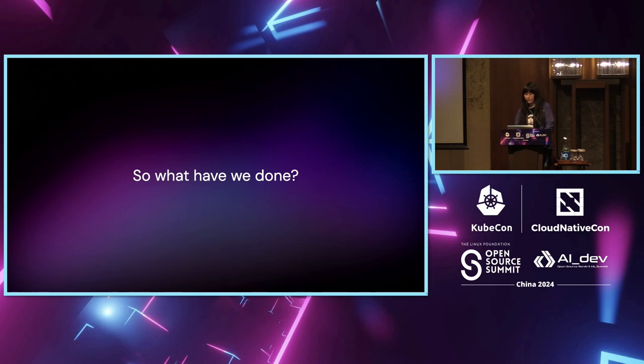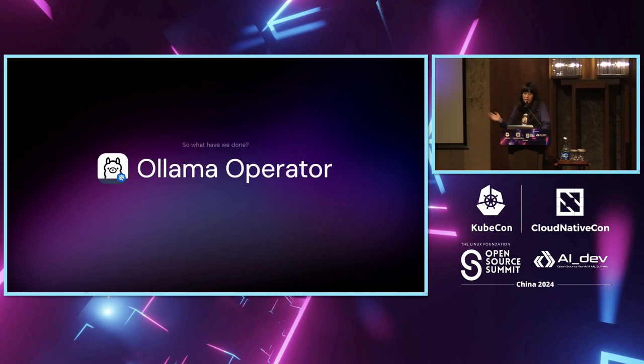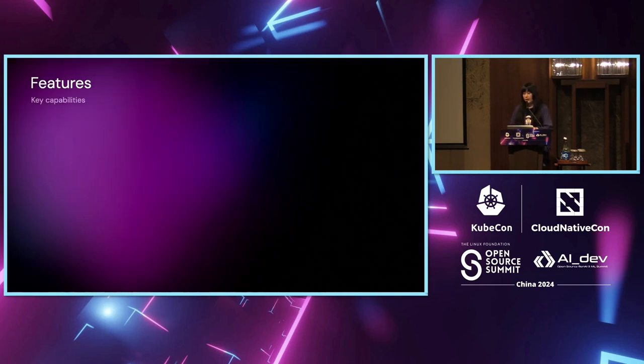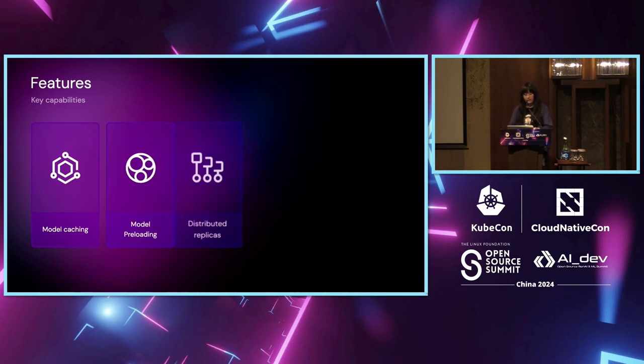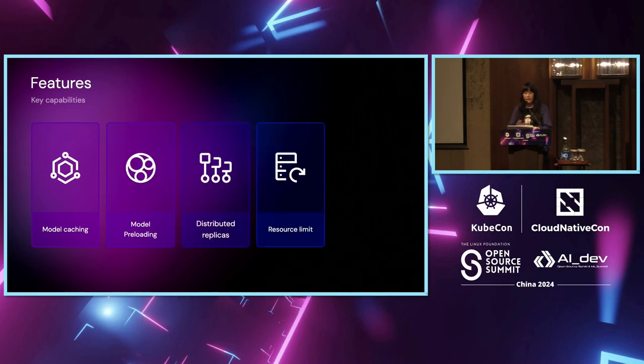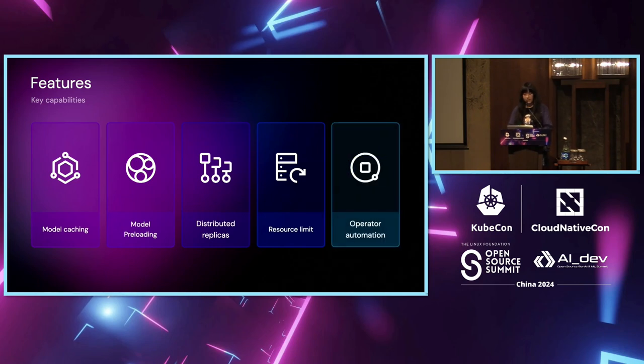What have we done? It's Ollama Operator. This is our simple, easy-to-install plugin to bring Ollama to Kubernetes clusters. Let's forget about the downsides and challenges of Ollama and talk about the Ollama Operator's features. We got model caching, model preloading, scaling with replicas, applying correct resource limits, and operator automation.